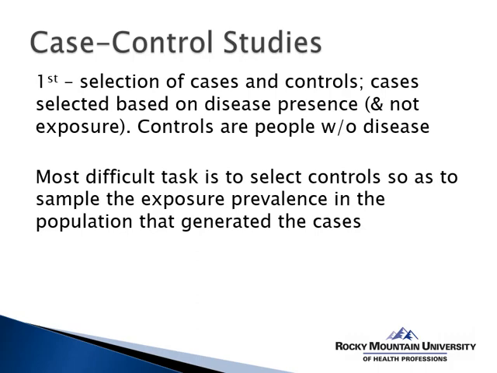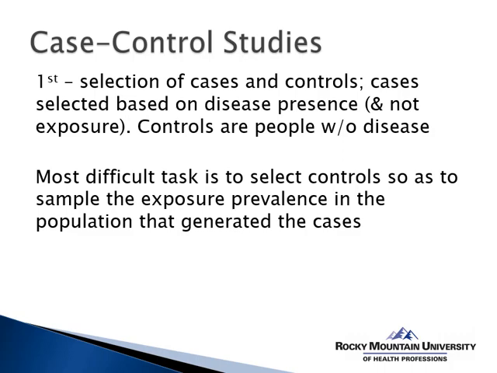So how does this work? First, there is the selection of cases and controls. Cases are selected based on disease presence and not the exposure. So we're not looking at individuals with the mindset, oh, we're looking for people that have been exposed to things we might think could cause cancer. Rather, we're looking at the people who already have the disease of cancer. The controls are people then without that disease.